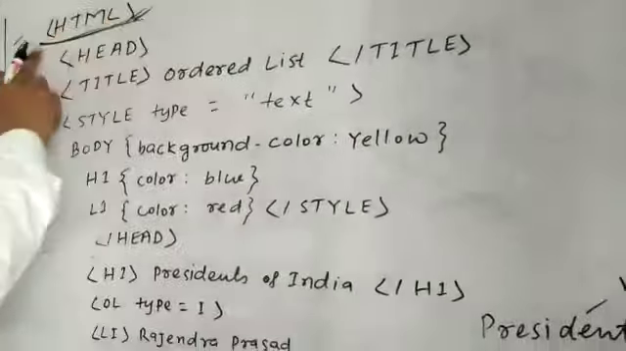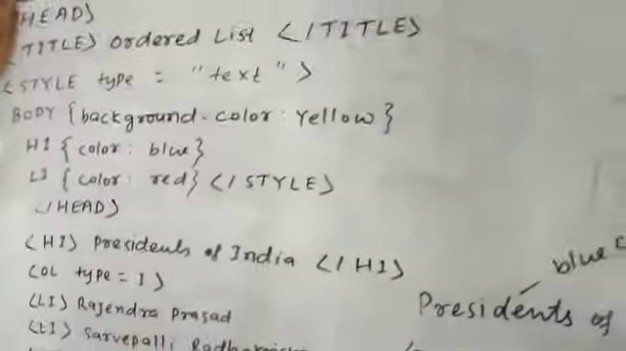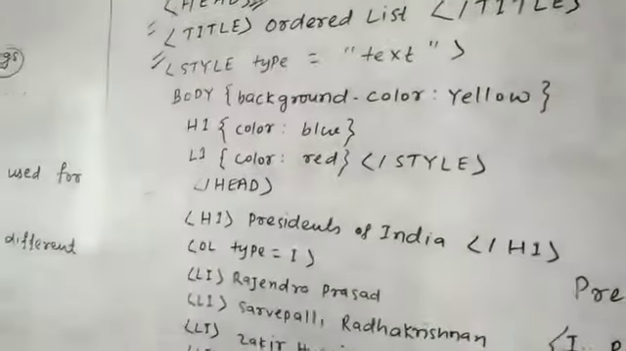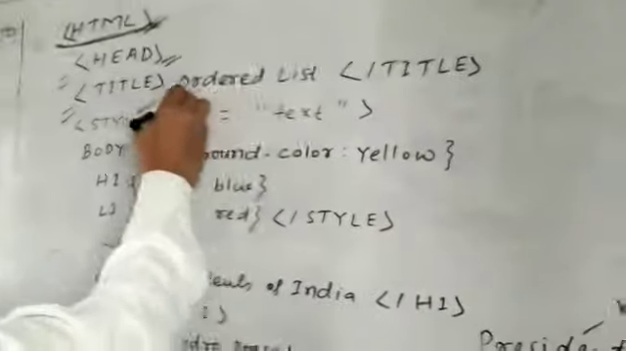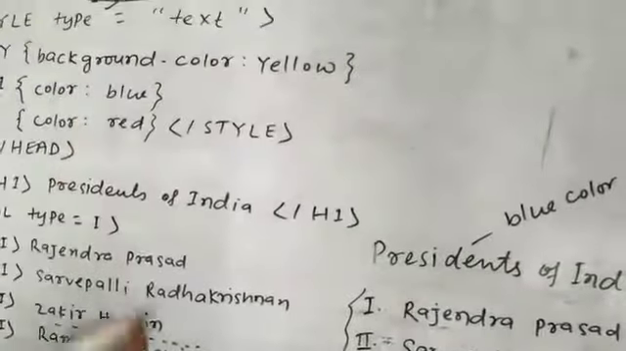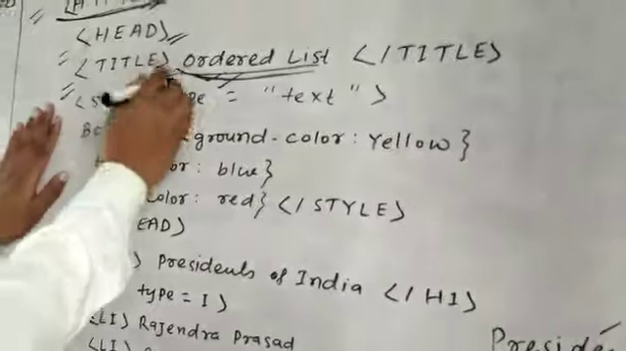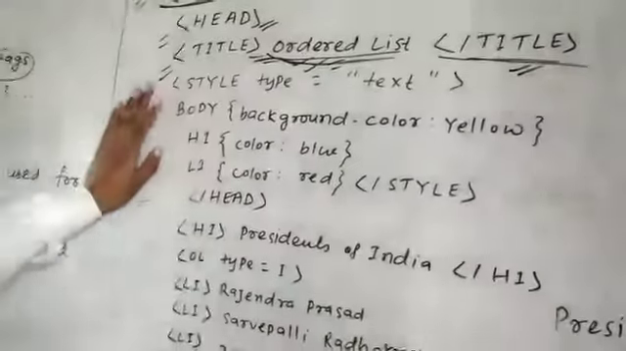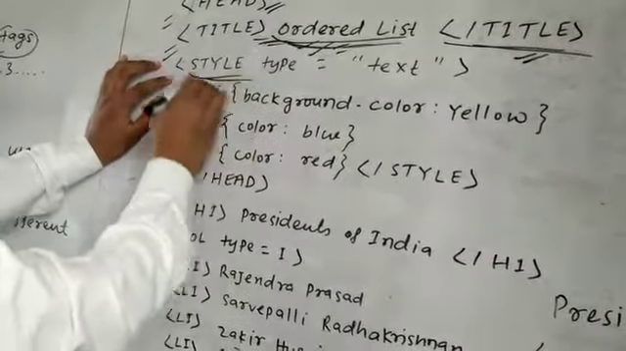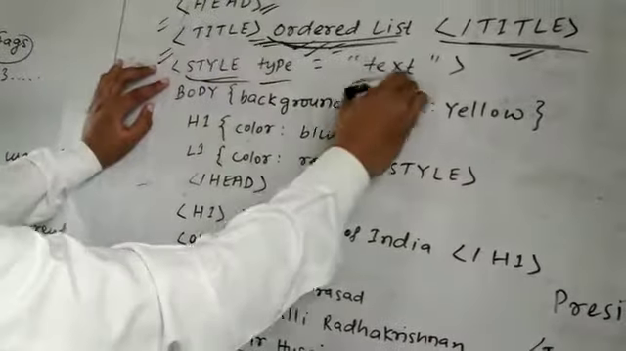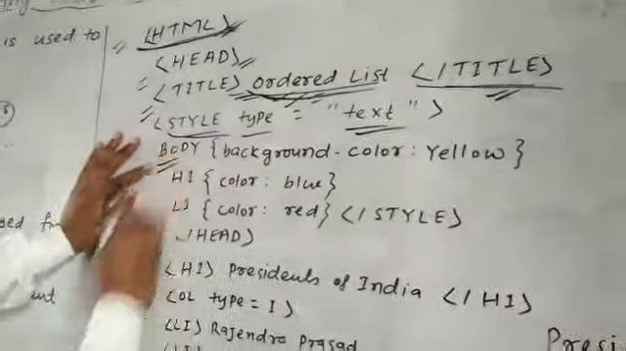This is the HTML starting code: the opening HTML tag, then we write the head tag and then set the title of this program. We write Ordered List in the title, and then close the title. After setting the title, we write the style tag, and then the body starts.